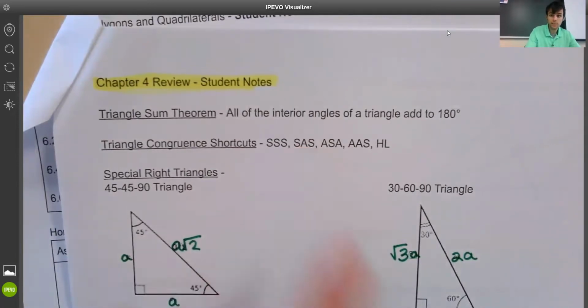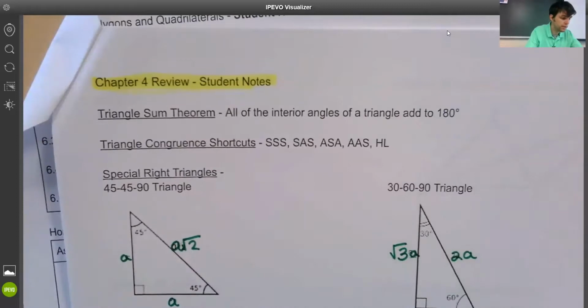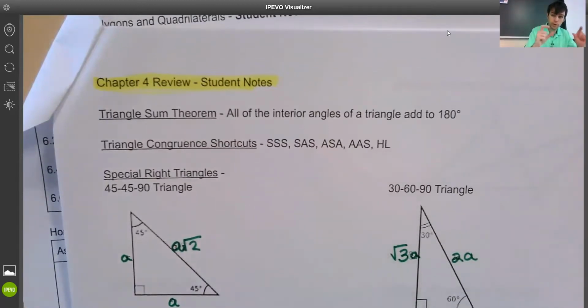Side angle side, that's when we have 2 congruent sides, right? So this side and this side are going to be congruent to the same sides in another triangle. And then the angle in between those 2 sides, SAS, has to be the included angle in between the sides. Those are going to be congruent to each other as well. That gives us side angle side congruence. And then we have angle, side angle. Similar idea. We have 2 congruent angle pairs, so 2 angles in each triangle. And then the included sides, the sides in between those, are also congruent.